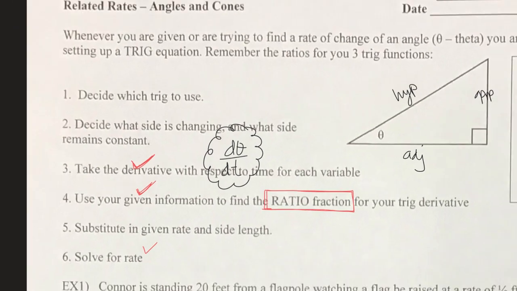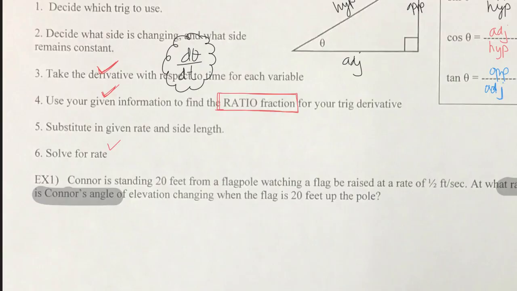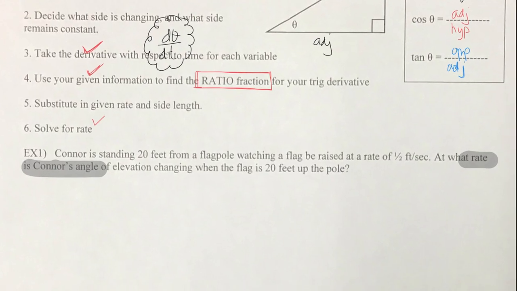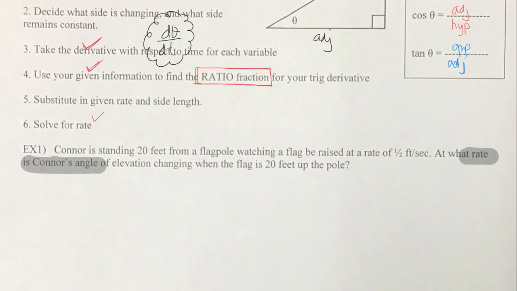Okay, let's see how this works with an example. Connor is standing 20 feet from a flagpole, watching a flag be raised at a rate of, so here's our rate, 1/2 of a foot per second. At what rate is Connor's angle of elevation changing when the flag is 20 feet up the pole?